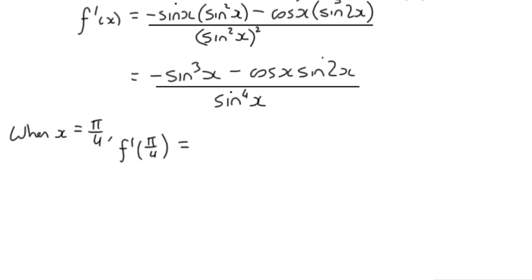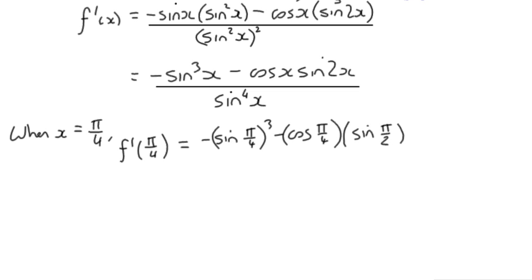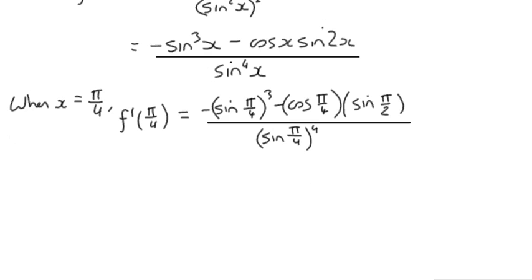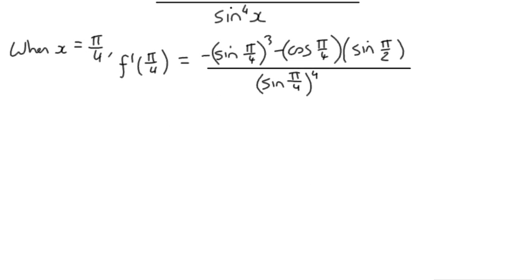Okay, so we want negative sine, and we're going to reintroduce the brackets where these powers are. So we've got sine pi over 4, cubed, minus cos pi over 4 times the sine of 2 lots of pi over 4. 2 lots of pi over 4 is pi over 2. And sine x to the power 4 is sine pi over 4 to the power 4. So we want to evaluate all these different functions here.